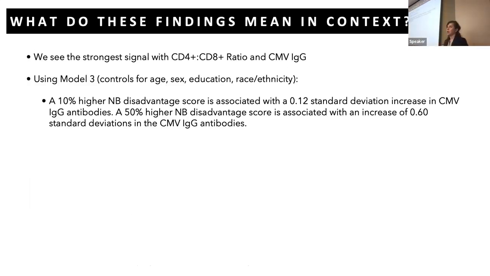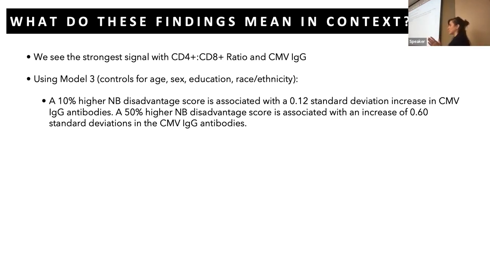So actually putting these in context now. That should say we see the strongest signal with CMV IgG, because I updated these results last night. But if I use model 3 for interpretation, a neighborhood that has a 10% higher score of neighborhood disadvantage is associated with a 0.12 standard deviation increase in CMV IgG antibodies. If you think about a neighborhood that's 50% more disadvantaged, that results in 0.6 standard deviation higher IgG antibodies.